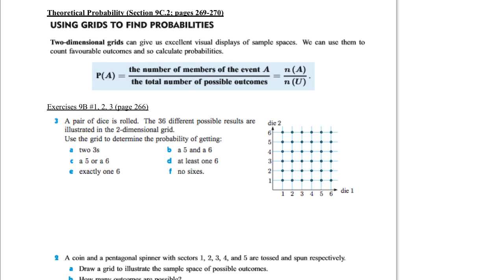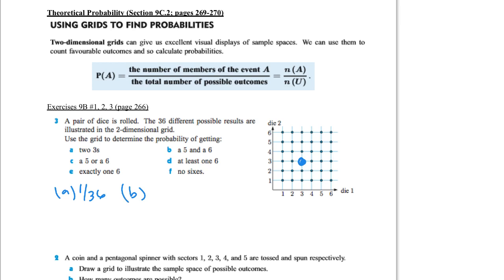Okay, so those previous problems just relied on me being able to list out sample spaces that had equally likely outcomes. What if we had to work with grids? Still following rule number 1. Here's a pair of dice rolled with a grid shown. 36 outcomes represented by those 36 dots. Use the grid to determine the probability that we roll 2 3s. So 2 3s, that's only this dot. That's a 1 in 36 chance.